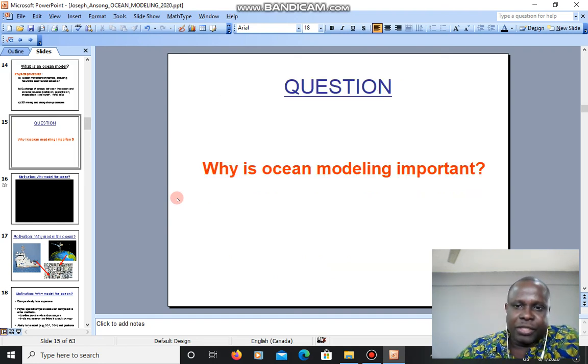So the most important question now is, why is it important to model the ocean? Why is ocean modeling important? That is one question that the next few steps will take us through.